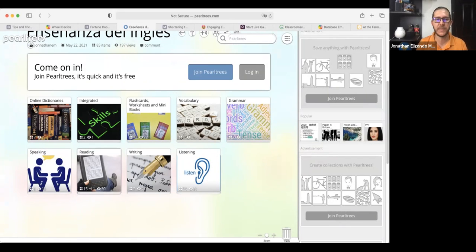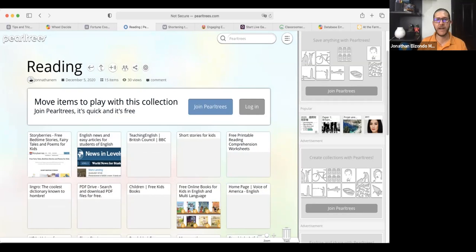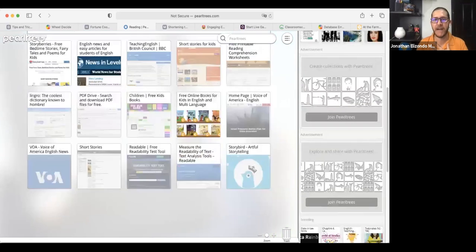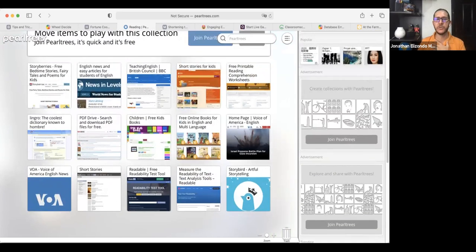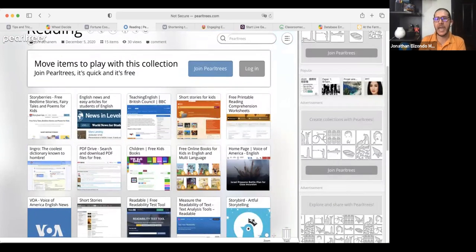So let's say that you're looking for something about reading. You go into reading, and then you're going to find all these websites that I have found that will help my students improve in reading. And basically, that is my collection of things, but you can access it anytime.